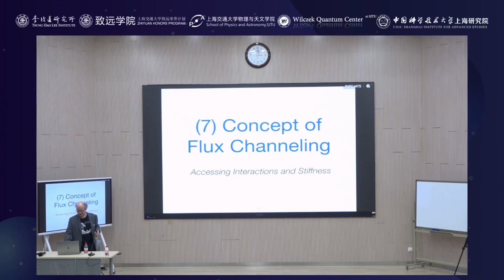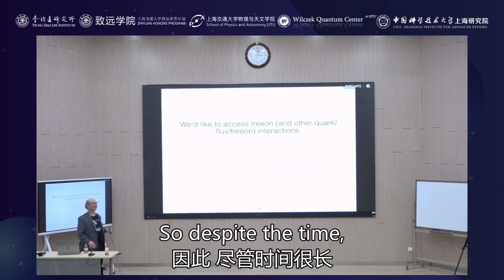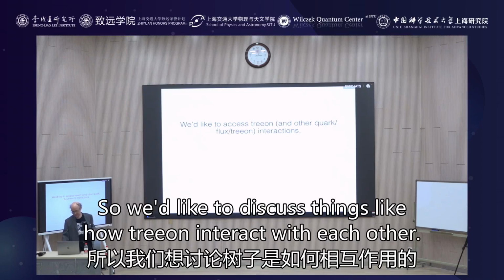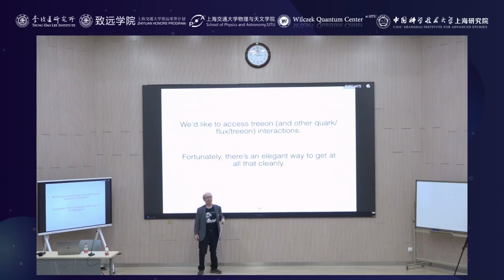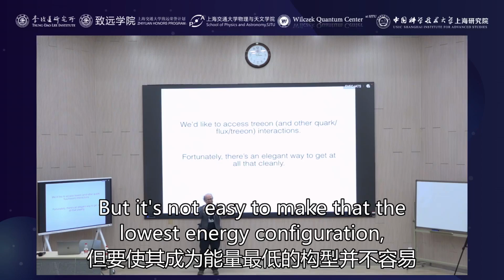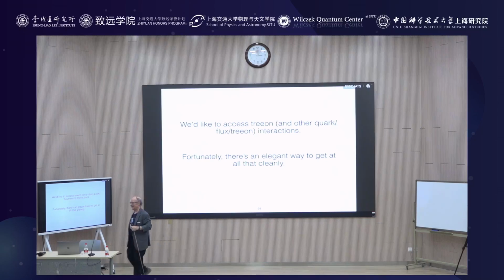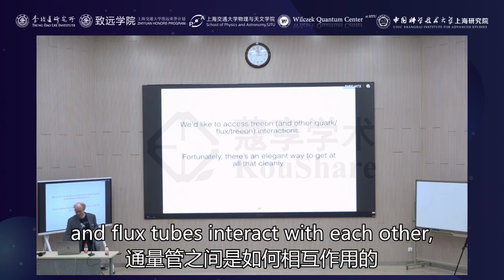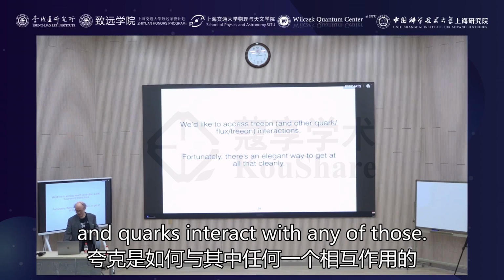Okay, now I don't want to leave this out, so despite the time, I'm going to spend a few minutes to discuss this concept of channeling. We'd like to discuss things like how trions interact with each other, but it's not easy to make that the lowest energy configuration. So there's an issue there. And similarly, we'd like to see how trions interact with flux tubes, and flux tubes interact with each other, and quarks interact with any of those.